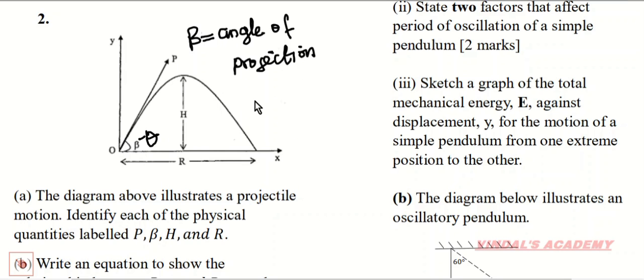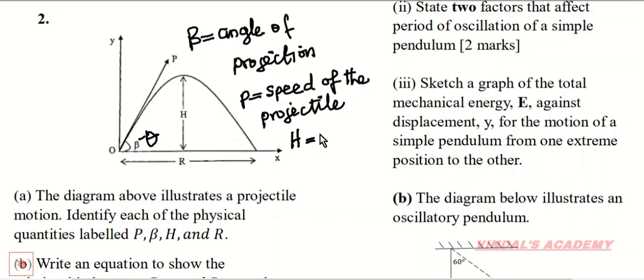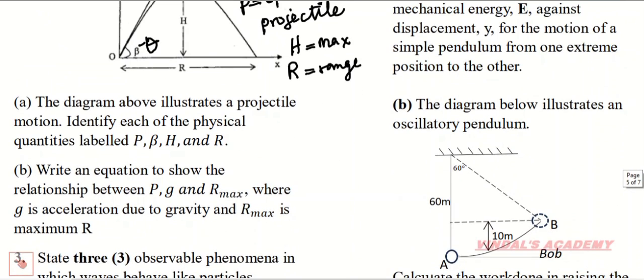Then P is velocity, the speed of the projectile. So P is going to be speed or resultant velocity, speed of the projectile, right? Then h is going to be the maximum height, then r is called the range of the projectile. So these are the things about that one for the question 2a.